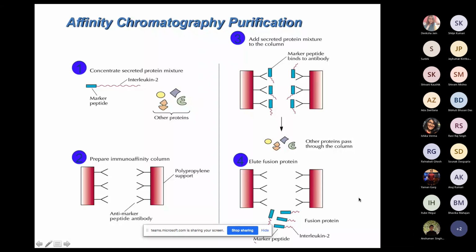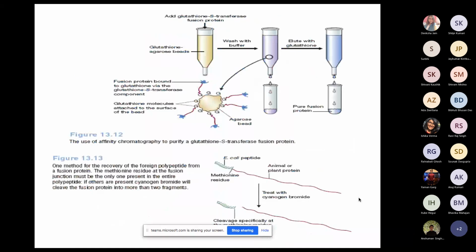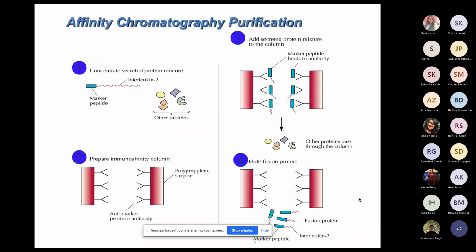Then comes the question of how you actually elute your protein. Again, I don't know whether I have a proper slide for it, but generally you use competition between your protein of interest and another peptide which shows much higher affinity to, let's say, this particular antibody. Or in some cases, you use a different pH to elute your protein. So depending on which chemistry you are using for binding in affinity chromatography, you will decide which method you will use for elution.